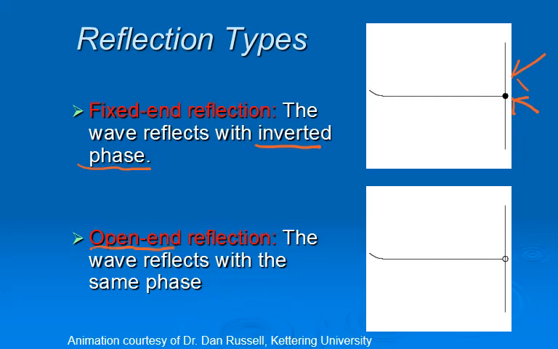Now the open end is where this is free to move. So as the wave hits, the wave can come up to here, and it sends back the same way because it's really just kind of redirecting the energy of that wave.